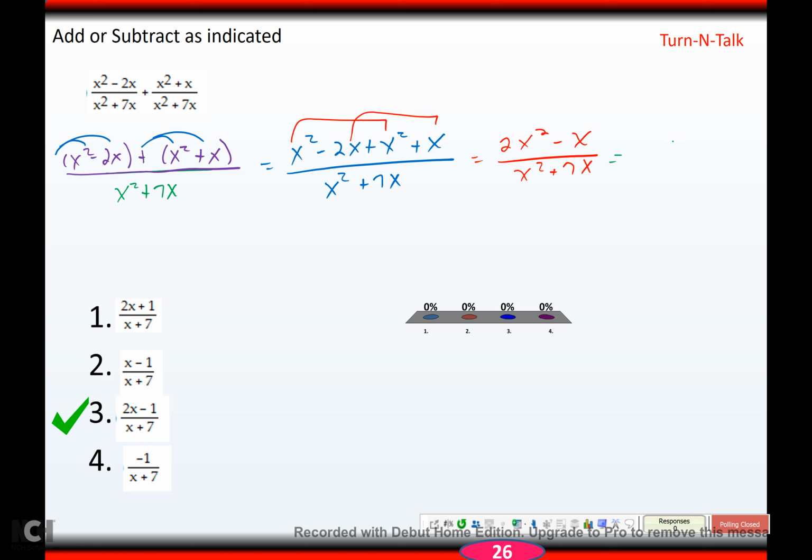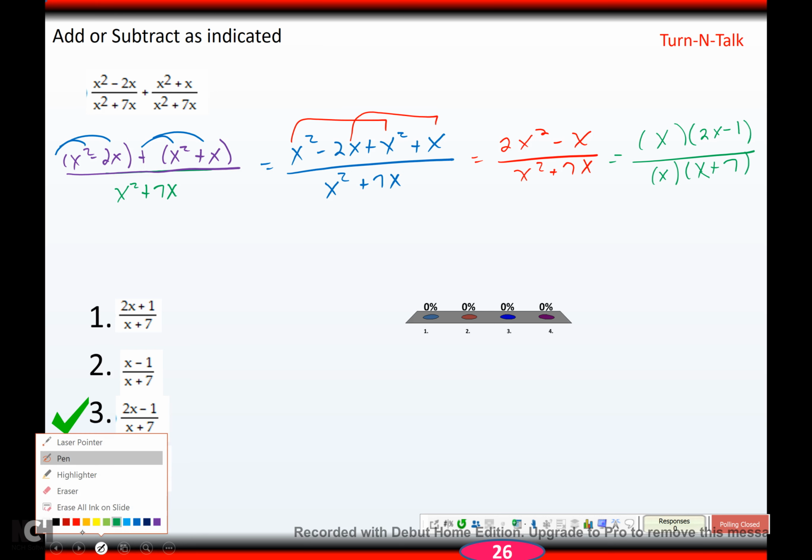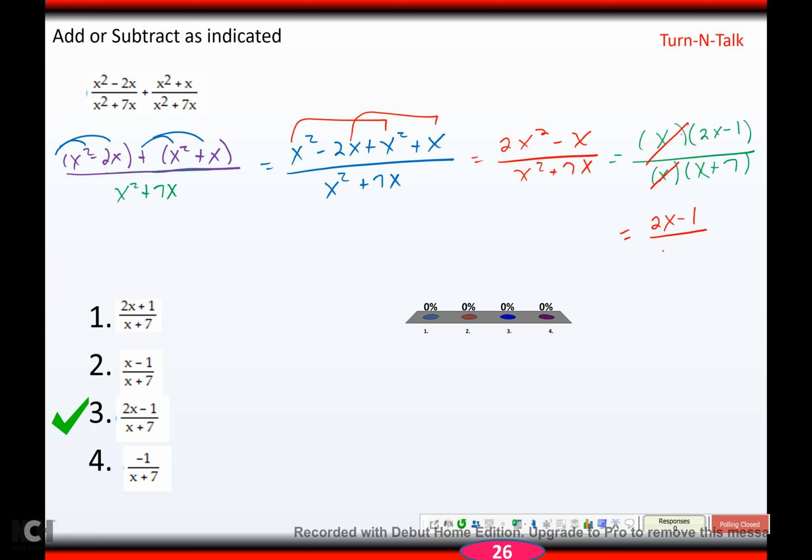2 terms is easy to factor, GCF times what's left. I can factor out an x, which would leave 2x minus 1. On bottom I can factor out an x, which would leave x plus 7. And you can see the only like factors are the 2 monomials. So those would cancel, and I'm left with 2x minus 1 over x plus 7.